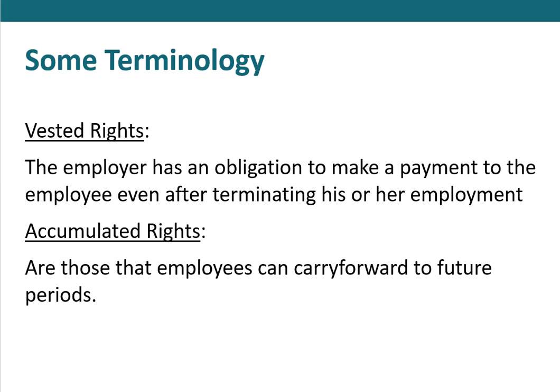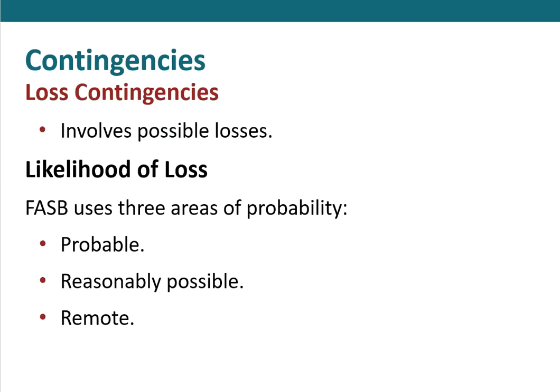Next, we want to sort of hit at the notion of what we're going to talk about later, which is loss contingencies. With loss contingencies, the FASB uses three areas of probability: probable, reasonably possible, and remote. The term probable is pretty easy to define. Probable is greater than 50%. If it's more than 50%, well then it's probably going to happen compared to something that happens less than 50%.